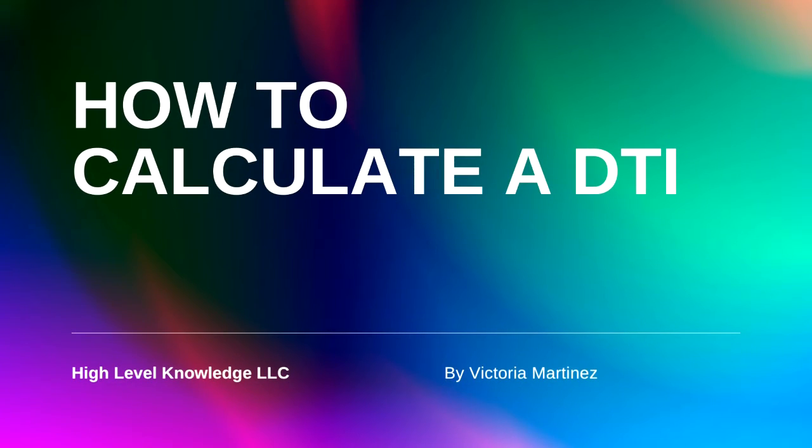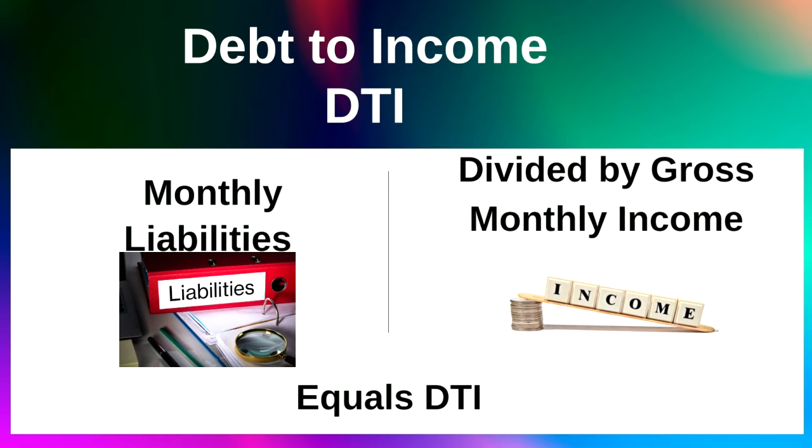How to calculate a DTI. So first, what is DTI? DTI stands for debt to income ratio. And when it comes to mortgage underwriting, this is actually a determining factor whether someone qualifies for a mortgage loan or someone is declined for a mortgage loan. So basically, it's your monthly liabilities divided by your gross monthly income equals a DTI. However, when it comes to mortgage underwriting, there are certain liabilities that have to be included and there's others that are actually excluded. So I have an example for you just to show you what they are.